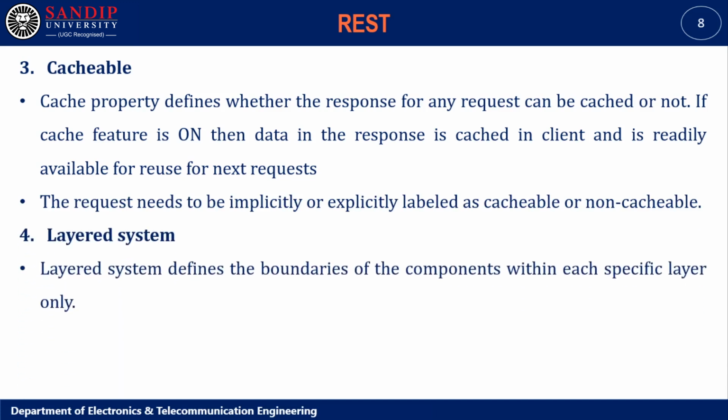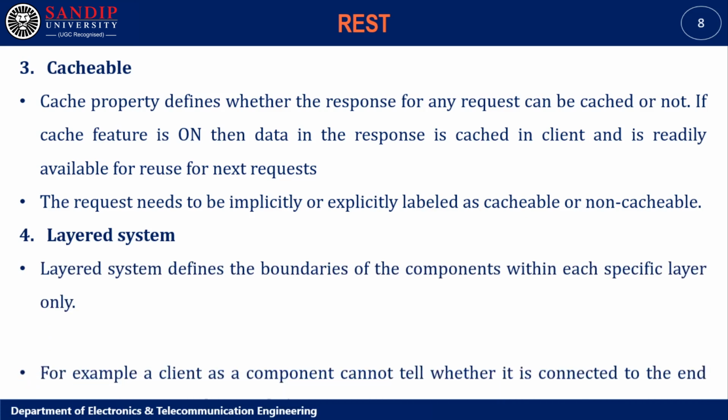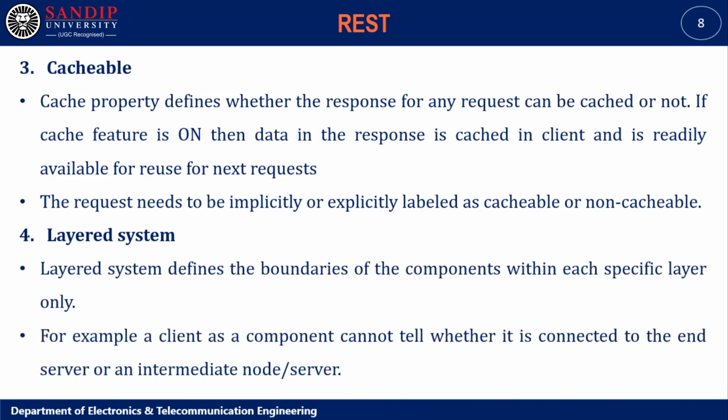Layered system. A layered system defines the boundaries of the components within each specific layer only. For example, a client as a component cannot tell whether it is connected to the end server or an intermediate node or server.